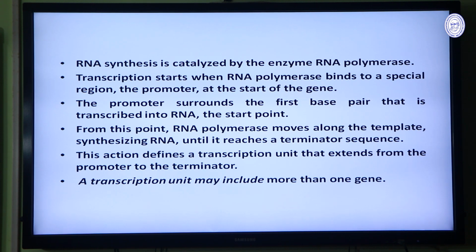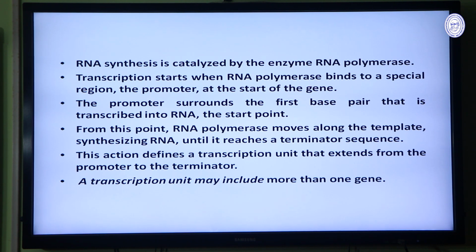So, RNA synthesis is basically catalyzed by the enzyme RNA polymerase. Transcription starts when RNA polymerase binds to a special region, the promoter sequences at the start of the gene. The promoter basically surrounds the first base pair that is transcribed into the RNA, and we call it the start point. From this point, RNA polymerase moves along the template, synthesizing the RNA until it reaches the terminator sequence. This basically defines the transcription unit that extends from the promoter to the terminator sequence.